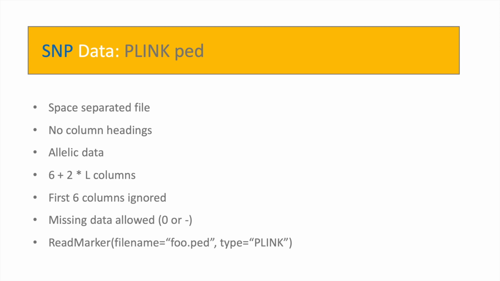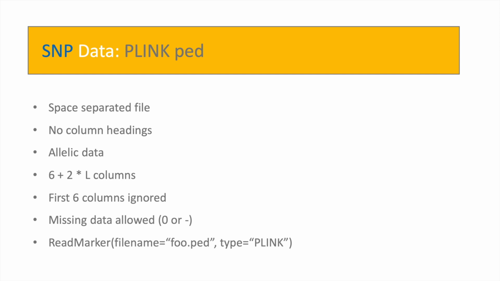The first six columns are ignored. They're just dummy columns, at least to Eagle. The data starts from the 7th column. You are allowed to have missing data, and it's coded as zeros or dashes, which is standard PLINK. And that last bullet point there is again an example of how you'd read in a file called foo.ped into Eagle. All you need to do is specify what type of file you have, which in this case is PLINK.